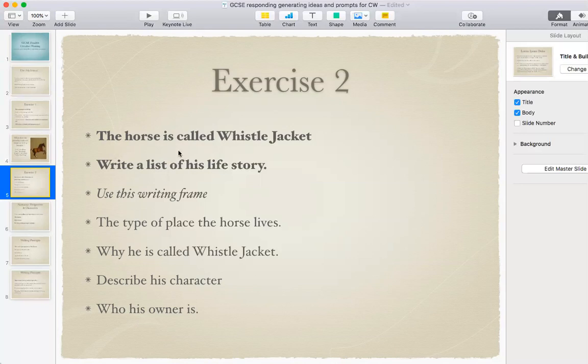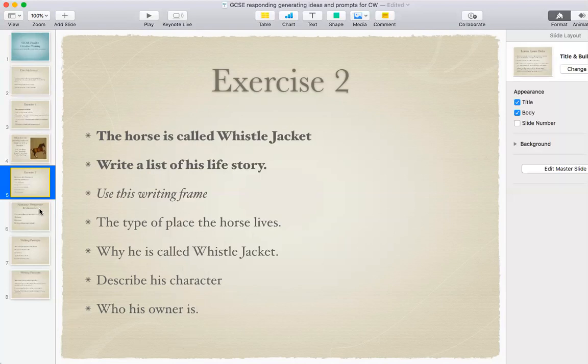So the horse is called Whistlejacket. Write a list of his life story. All right. So don't be thinking, I'm going to write a story. I want you to write a list of his life story. So you can use this writing frame. I want you to think about the type of place the horse lives in, why he is called Whistlejacket, and describe his character, and who his owner is. Get down brief things for each one: the type of place the horse lives in, why he's called Whistlejacket, what you think his character is, and who the owner is.